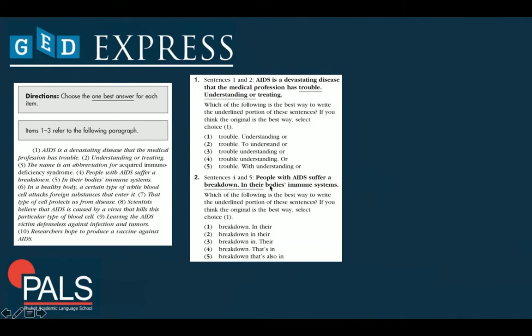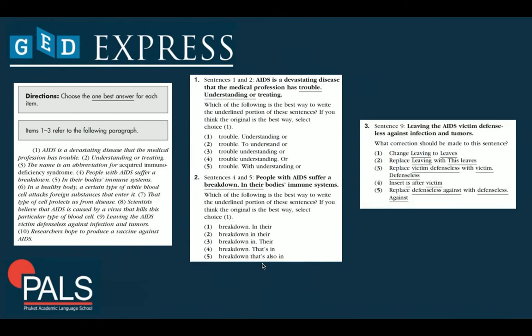Sentences 4 and 5. People with AIDS suffer a breakdown in their body's immune systems. Which of the following is the best way to write the underlined portion of these sentences? If you think the original is the best way, select 1. If your answer is number 2, then you are correct, because removing the period corrects the fragment by attaching it to the rest of a complete sentence. Choice 3 creates different fragments. Choices 4 and 5 change the meaning of the sentence entirely. Okay, another one, sentence 9, leaving the AIDS victim defenseless against infection and tumors. What correction should be made to this sentence?